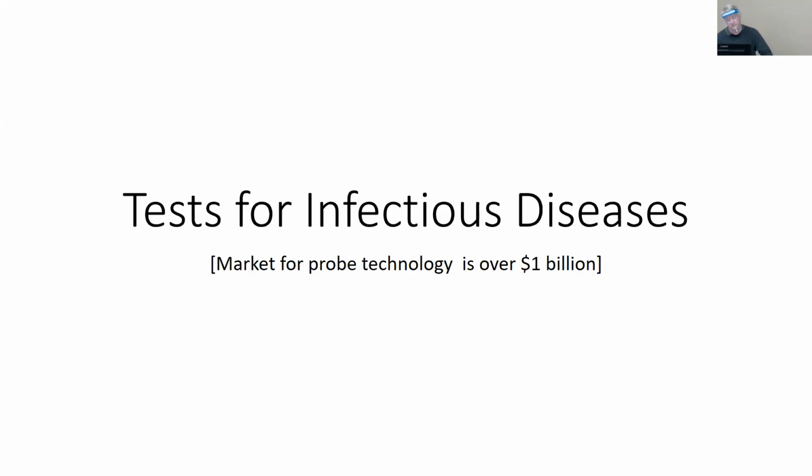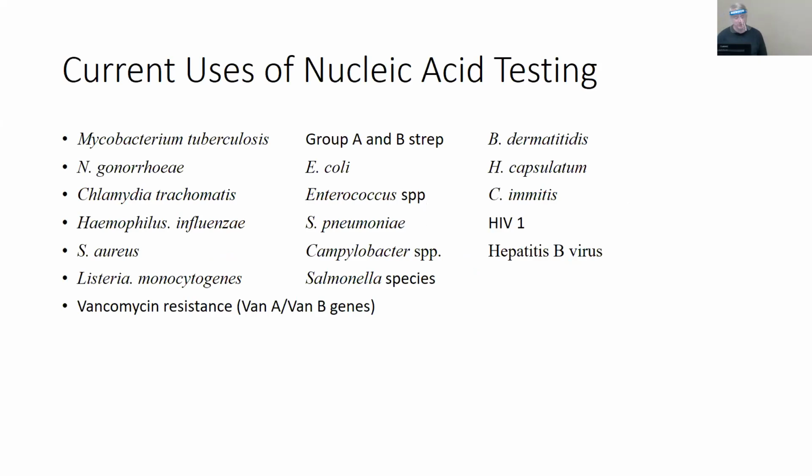Nucleic acid testing, this is the group that we can do. We got Mycobacterium tuberculosis, Neisseria gonorrhoeae, Chlamydia trachomatis, Haemophilus influenzae, Staph aureus, Listeria monocytogenes, and vancomycin-resistant genes being present, not that you would have the organism, but just the gene being present. Group A, group B strep, E. coli, enterococcus, strep pneumonia, Campylobacter, Salmonella, HIV-1, hepatitis B.